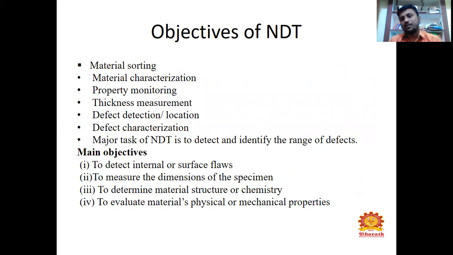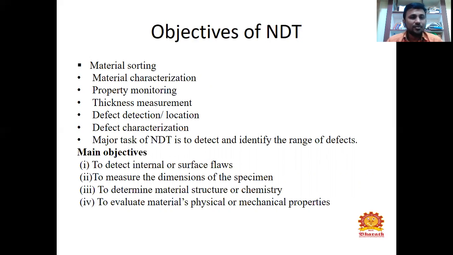Then what are the objectives of NDT? The objectives of non-destructive testing are material sorting, then material characterization, and property monitoring. So we can monitor the material's properties, and thickness measurement. With the material's thickness, we can find out the use of NDT.